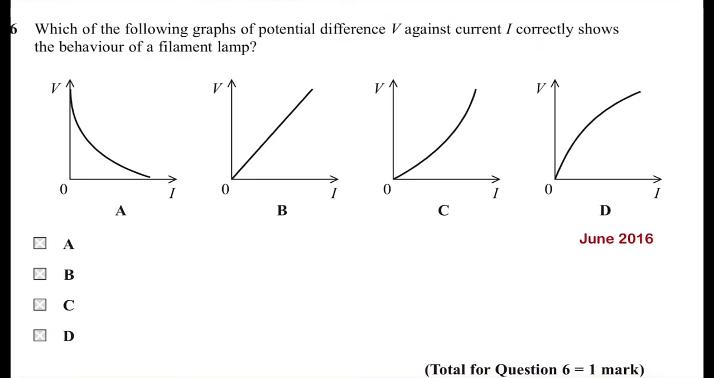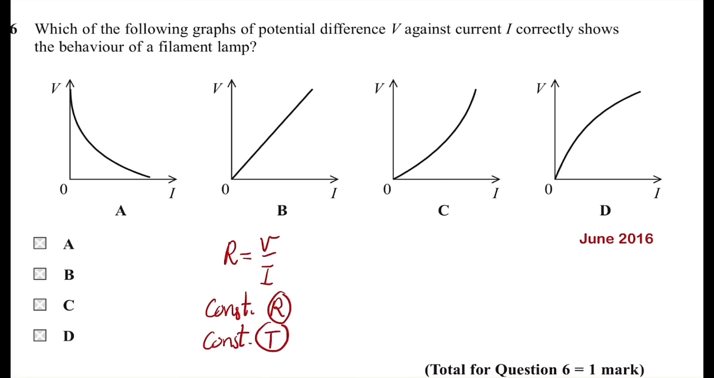In this question, which of the following graphs of potential difference V against current I correctly shows the behavior of a filament lamp? In Ohm's law, R equals V over I. You have to know that one thing. If you want a constant resistance, according to this relation, it's going to be a straight line. This is in the case of having a resistor.